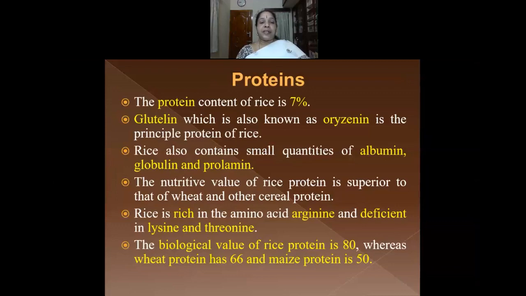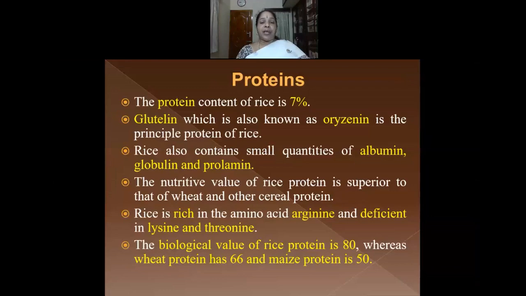The rice is rich in the amino acid arginine, but it is deficient in the amino acids lysine and threonine. So they are deficient. So the amino acids lysine and threonine are absent or very less in the rice.